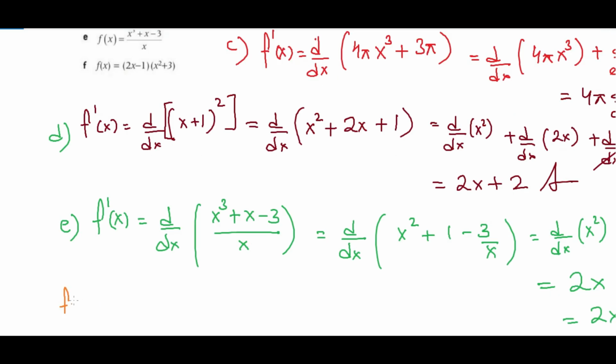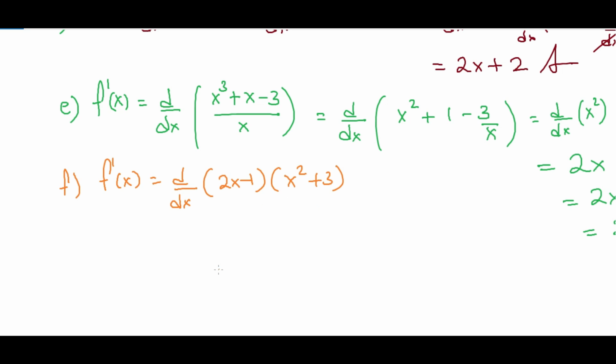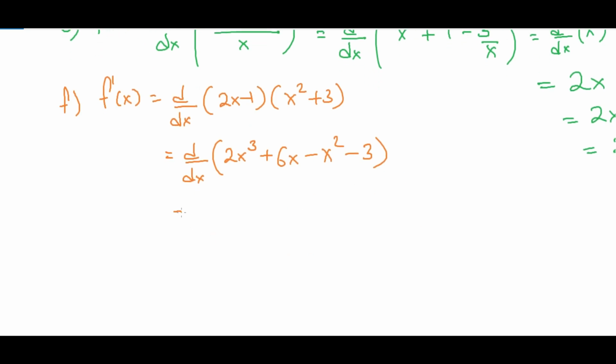F dash of x is equal to d by dx of (2x minus 1) times (x square plus 3). Now what I recommend is first you open the bracket and apply the linear property. So when you open the bracket, what are you going to get? 2x cube plus 3 to the 6 x square, only x, negative x square, and this one as negative 3. So now you can see further simplification is not possible, only arrangement is possible, and we can separate them by applying the linear property.